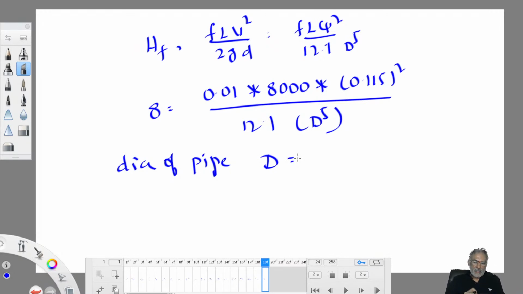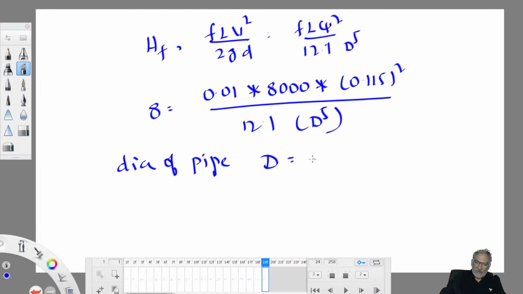Okay. So the D value is equal to, I am working it out on my own, (0.01 into 8000 into 0.115 square) by (8 into 12.1), whole power 1 by 5. So the diameter of the pipe is 0.534.